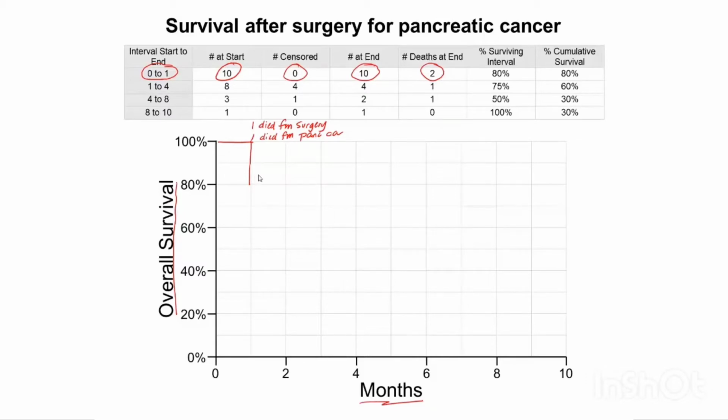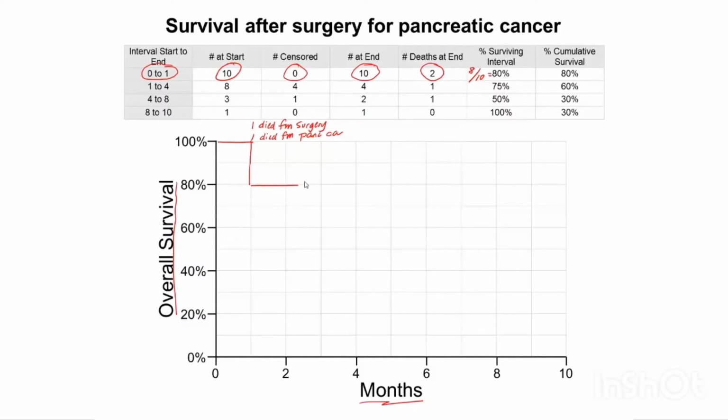Now, how much will the curve drop down? Well, at this point that we're talking about, there are 10 patients at risk and 2 died. So 2 out of 10 patients died, and the percent surviving is 8 out of 10. So the percent surviving is 80%. All right, good. So we've got 80%, and now we follow that out.